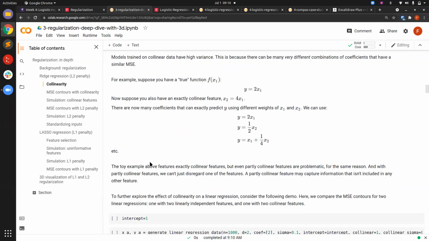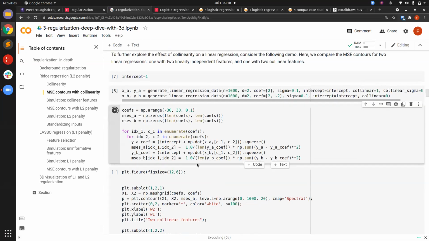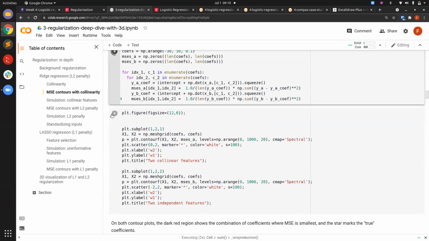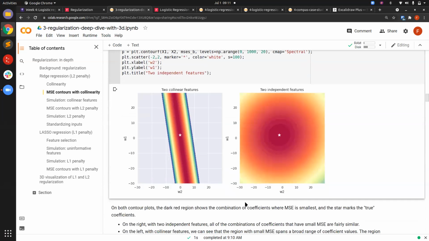Okay, so we know from our previous example that when you have collinear features, we can look at these MSE contours over the feature space. So this is a quick simulation. Suppose we do a linear regression and pick a random pair of coefficients from this feature space. This is what our mean squared error would look like. The case on the left is two collinear features. The case on the right is two independent features.